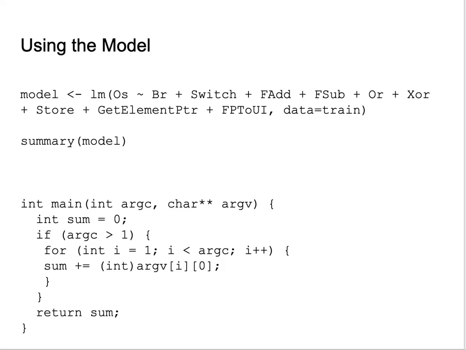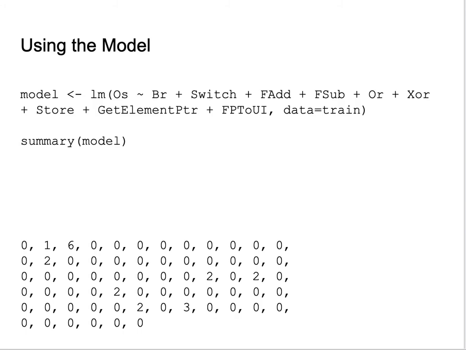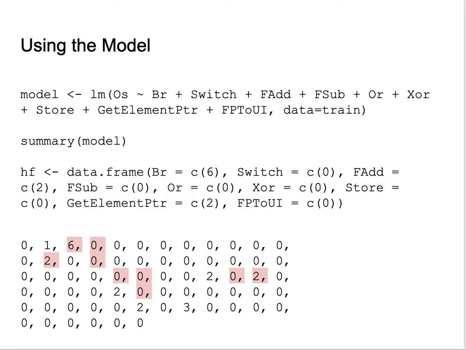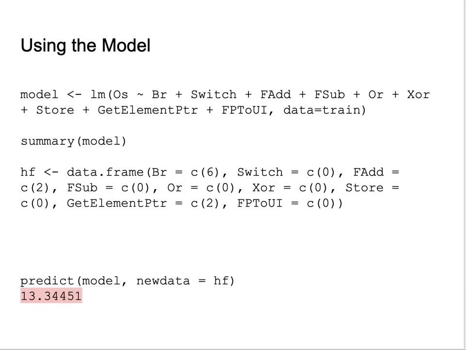Do you remember that program that we had seen as an example in the beginning of this class? Here it is. That's the histogram of that program. Let's try to predict the number of instructions in the optimized program. We can build a data frame with exactly the instructions that we consider in the model. And for that program, we predict that it will have about 13 instructions once optimized with clang -Os.